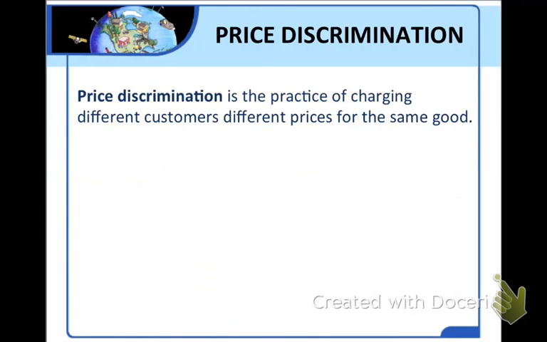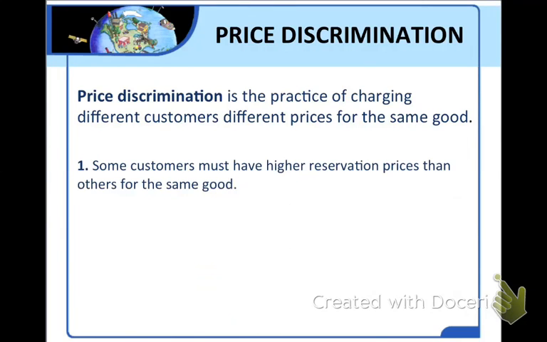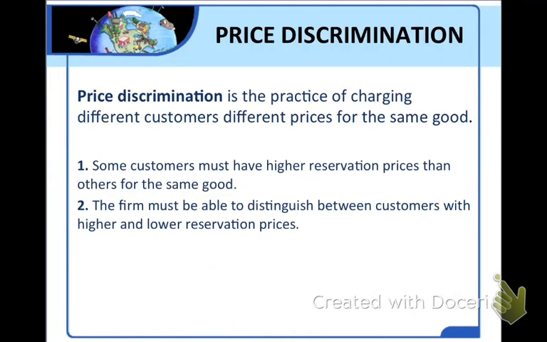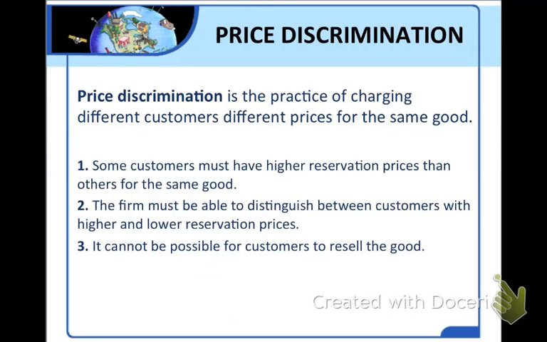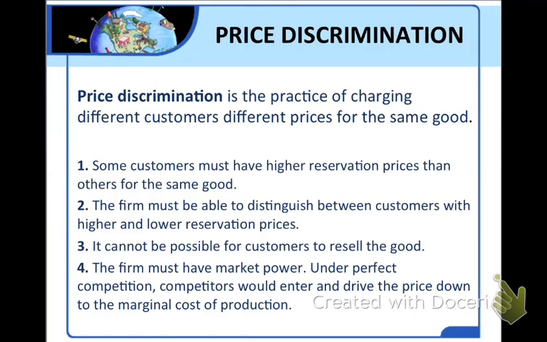Four conditions must be met before a firm can price discriminate. First, some customers must have higher reservation prices than others for the same good. Second, the firm must be able to distinguish between customers with higher and lower reservation prices. Third, it cannot be possible for customers to resell the good. If the resale of window shade were possible, for example, Evan would buy 5 units at his reservation price of $5 and resell them to Adrian, Bree, Cody, and Deshawn, who have higher reservation prices and thus are charged more by Monopoly. And fourth, the firm must have market power.